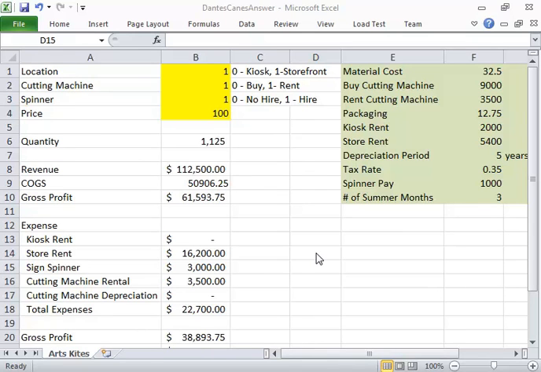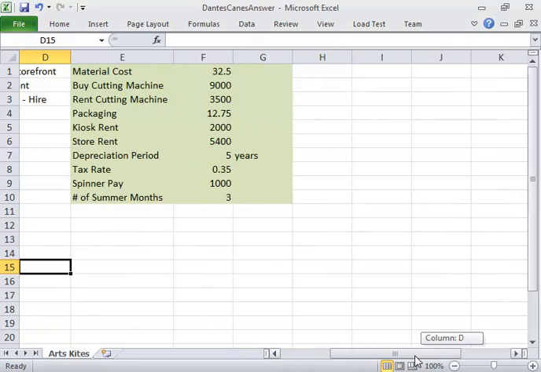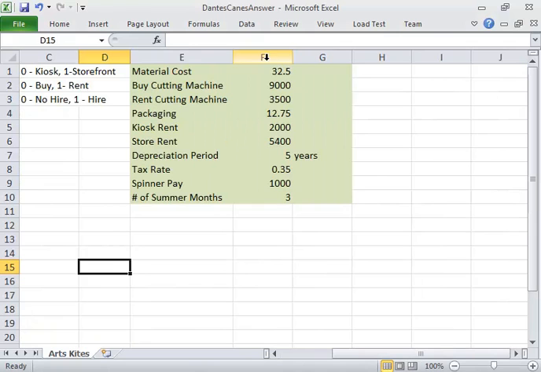Solving Dante's canes. Now, the facts of the case are pretty much clear. There's a material cost for each cane of $32.50. There's the packaging cost for each cane of $12.75, and those two together represent the cost of goods sold for each cane.